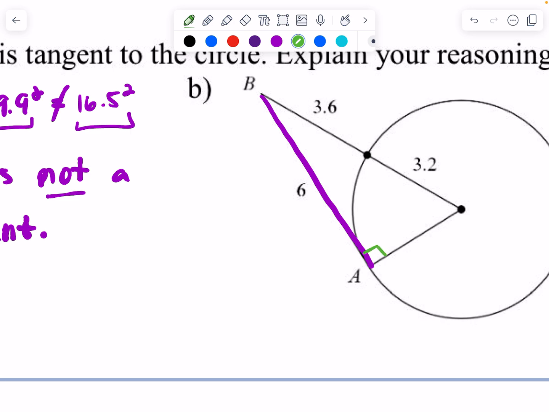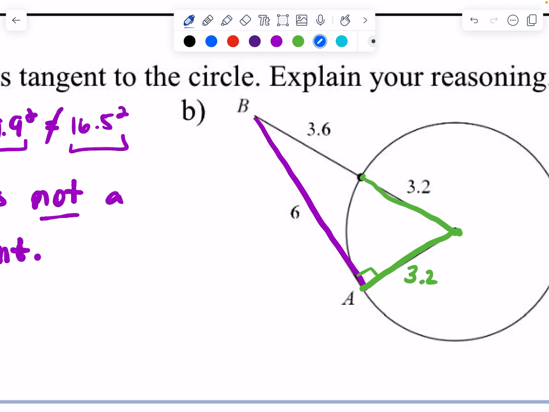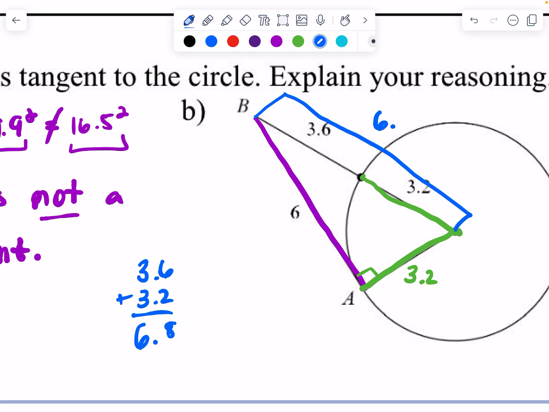The tricky thing that we can see here is that this radius right here is also right here. So it looks like we don't have all 3 side lengths, but we do. This is 3.2 here. We also have to look at getting this entire length, and right now it's in segments. So I would have to do 3.6 plus 3.2 to give me 6.8.